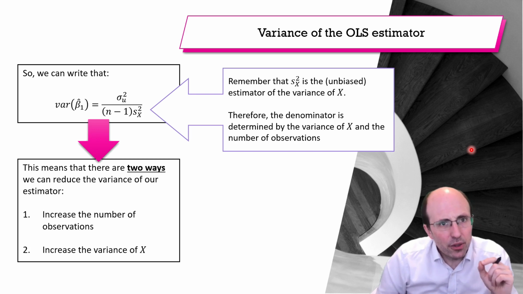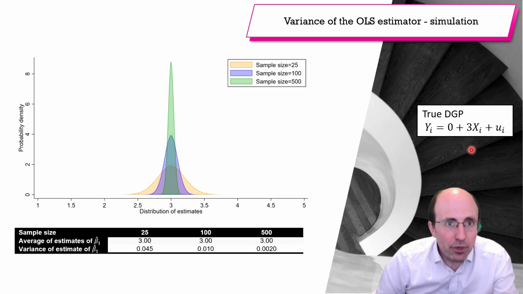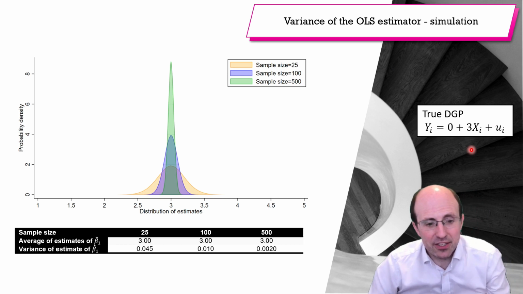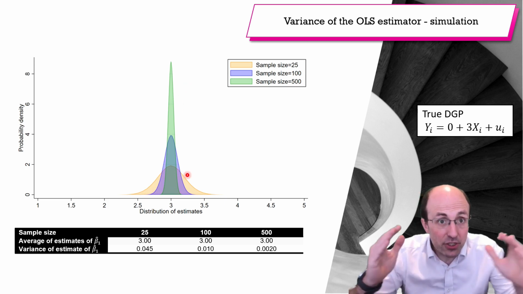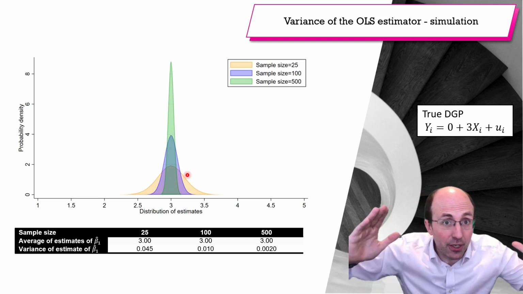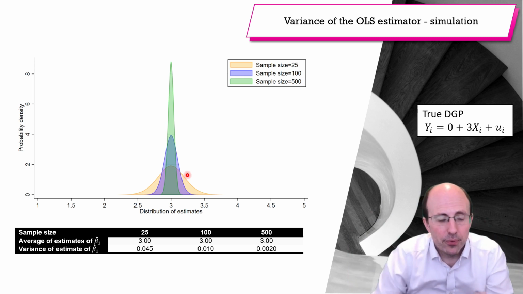Now, increasing the sample size intuitively makes a lot of sense. I've run a simulation in order to illustrate the impact of different sample sizes on the variability of the OLS estimates. The orange distribution represents the distribution of estimates when we had 25 observations, the blue when we've got 100 observations, and the green when we've got 500 observations. And you can see that as the sample size gets larger, the distribution gets squeezed, the variance gets smaller.